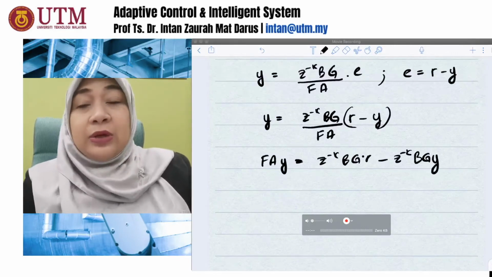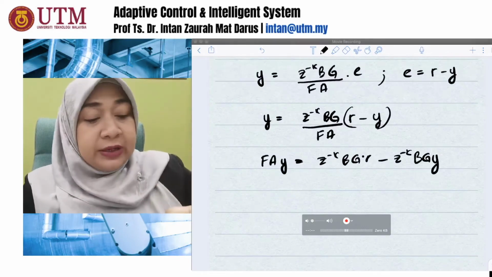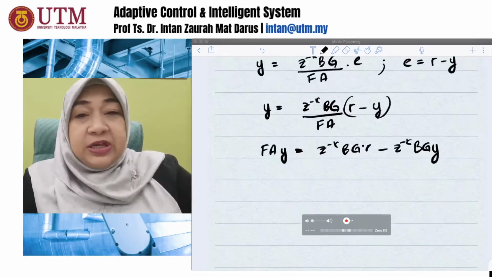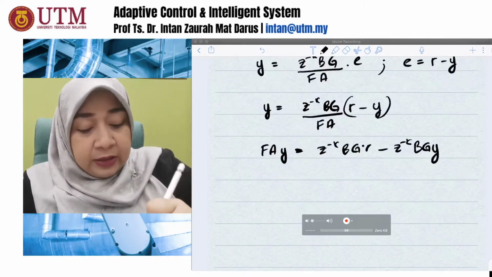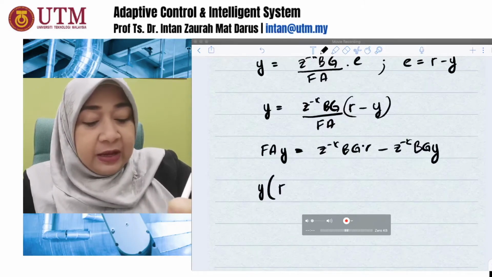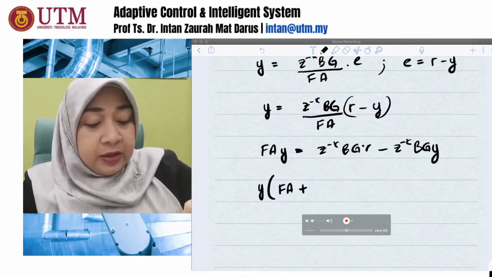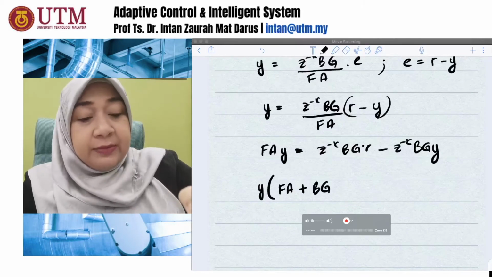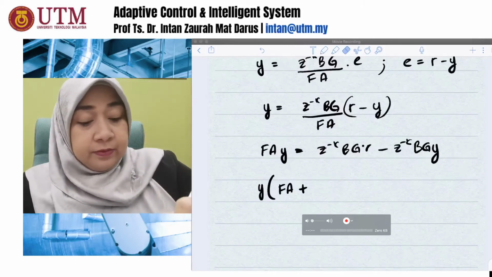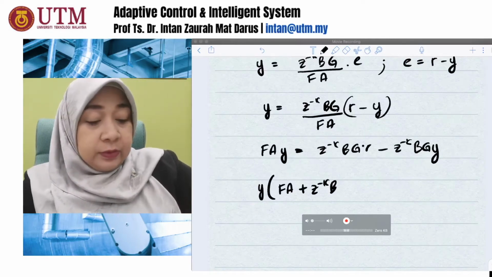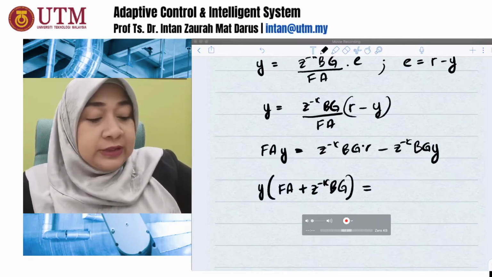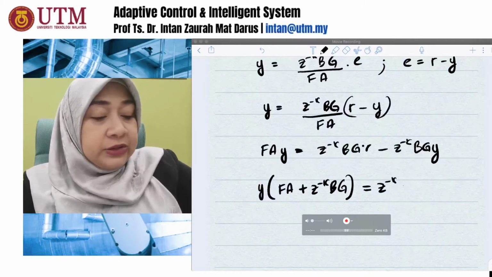Okay, so then I will collect all the Y together. So bring that Z minus K B G Y into the other side. So I will have Y. Now I will have both, isn't it? F A plus B G. Sorry, Z minus K B G. Okay, that is equivalent to Z minus K B G R.